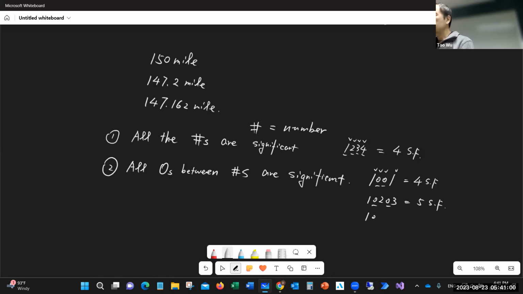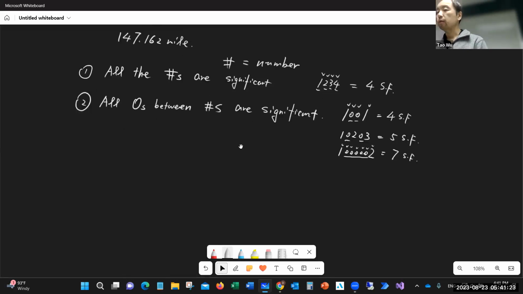And 1, 0, 0, 0, 0, 0, 1, of course, then 2. This has 5 zeros in between numbers, which also count as significant. So 1, 2, 3, 4, 5, 6, 7. So we have 7 sig figs. Those are the rules number 2. Are you clear? We'll review those things.